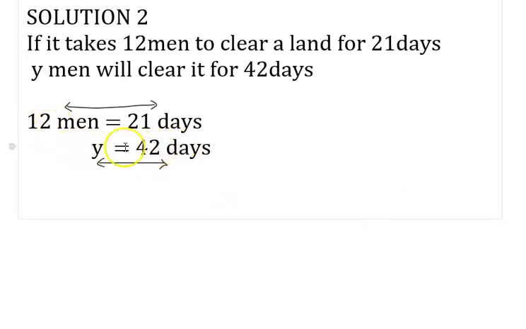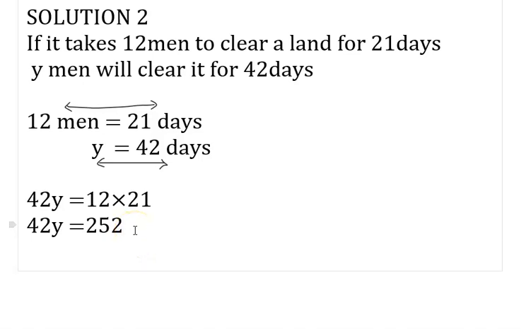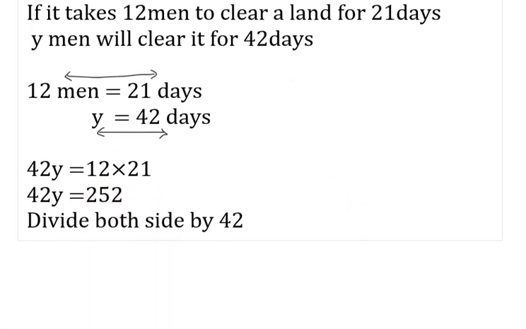So let's see what we can do. 42 times y will give us 42y. Then 12 times 21, that's what we are going to do. 12 multiplied by 21 is going to give us 252. Beautiful. So what are we going to do now? We divide both sides by 42, so that our y can stand alone. Our y will be the number of men that will clear for 42 days.